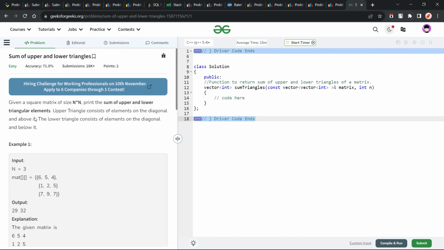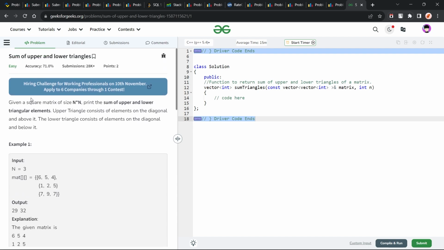Hi everyone. So this video is going to be the screencast solution for the GeeksforGeeks Problem of the Day, and this problem is sum of upper and lower triangles, and it is an easy level problem. A screencast basically means I'll be solving this problem live, and I haven't solved it till now. So I'll be solving this, and I'll also be explaining the solution if I'm able to solve it at the end of this video.